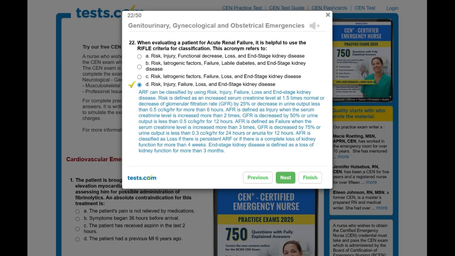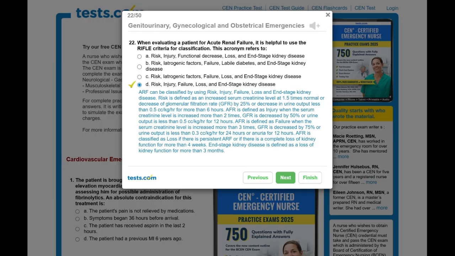ARF is defined as injury when the serum creatinine level is increased more than 2 times, GFR is decreased by 50%, or urine output is less than 0.5 cc per kilogram per hour for 12 hours. ARF is defined as failure when the serum creatinine level is increased more than 3 times, GFR is decreased by 75%, or urine output is less than 0.3 cc per kilogram per hour for 24 hours, or anuria for 12 hours.